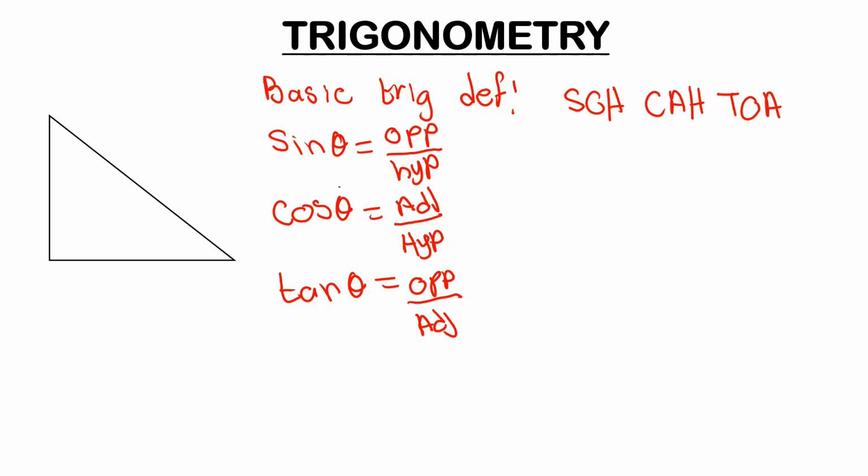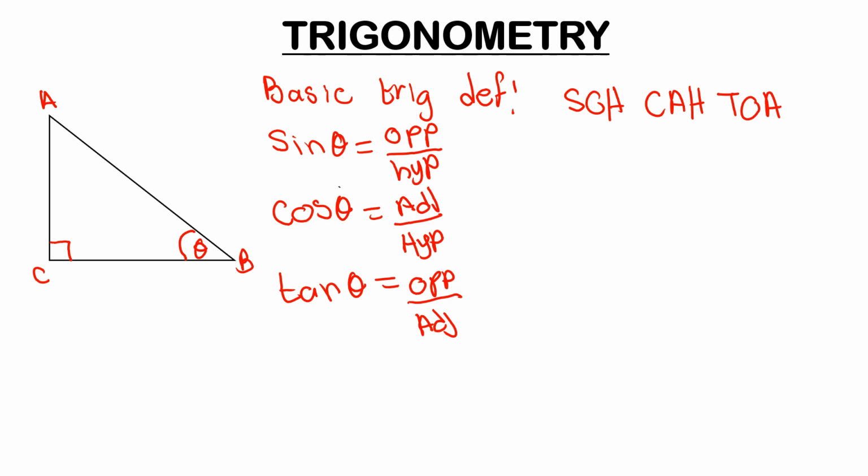So let's look at this in a diagram. Let's take this as our A, this is our B, and this is our C. And we have our 90 degrees here. Remember, we need to have a 90 degrees for us to use all of these definitions. And we have our theta there. So how do we apply all of these definitions?